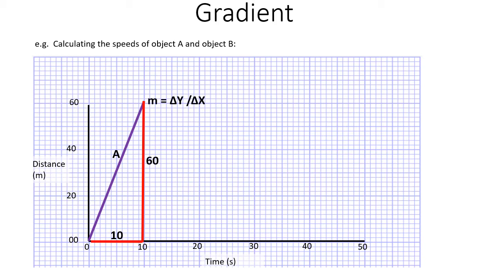So to find the gradient, we need to find the change in the height divided by the change in the width. This is 60 divided by 10. 60 divided by 10 is 6. And since we've divided a distance in meters by a time in seconds, the units are meters per second.